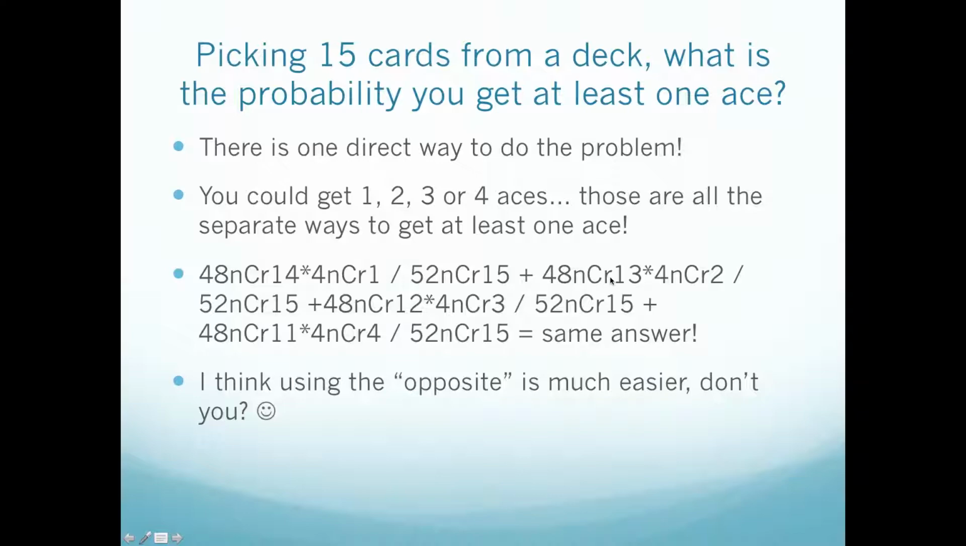Plus, what's the probability I get 2 aces? Well, then there's 13 from the non-aces and 2 from the aces. And so each time we're deciding where our 15 cards are going to come from, and so we pick 3 aces and 12 non-aces, and 4 aces and 11 non-aces, and so on. We do each one of those 4. So it's a little bit messy. It's a little more work.